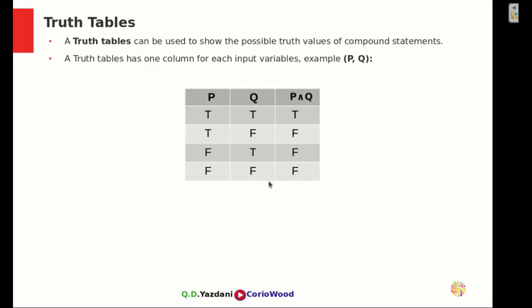So this is a truth table, and if you look here, the first column is P, then we have Q, and then P and Q. So here T for true, true, true and false, false and true, and false and false. For the and statement, if you remember, true and true becomes true, true and false becomes false, false and true becomes false, and false and false becomes false.